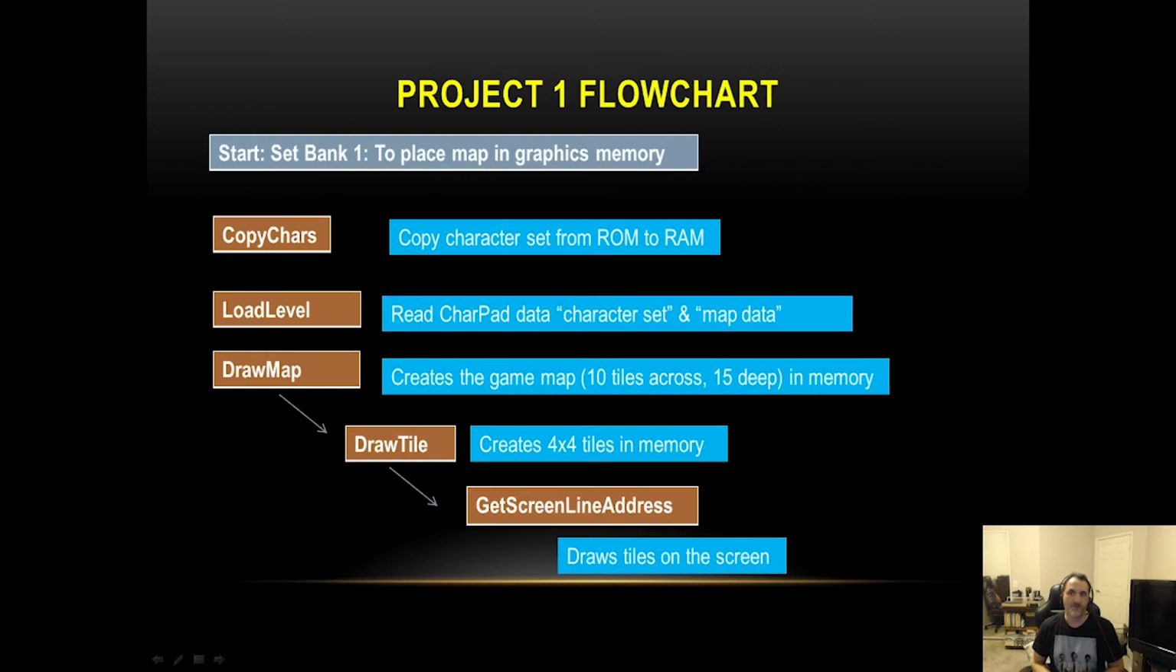And here's a project 1 flowchart I created for this series, so you can see we're starting with copying the characters first, and then we're going to load the level, draw the map, draw the tile, and then finally we're going to place them on the screen with the get screen line address.